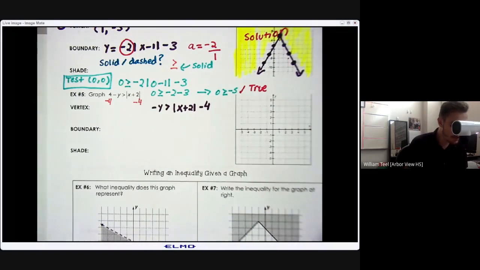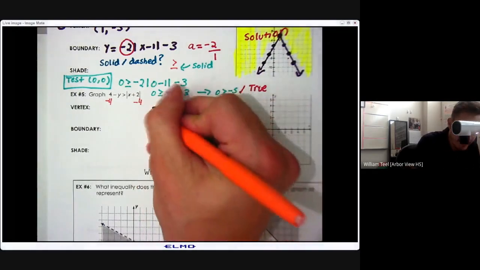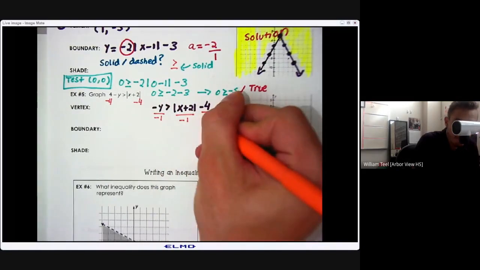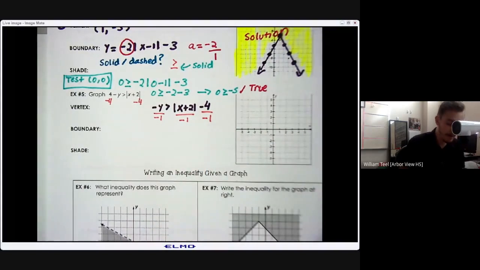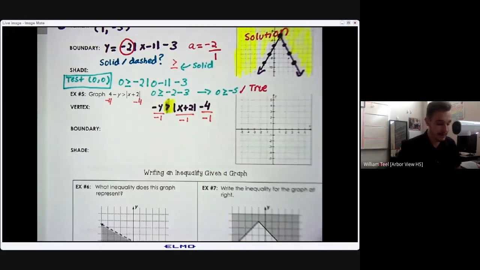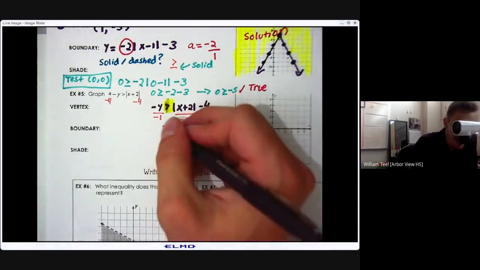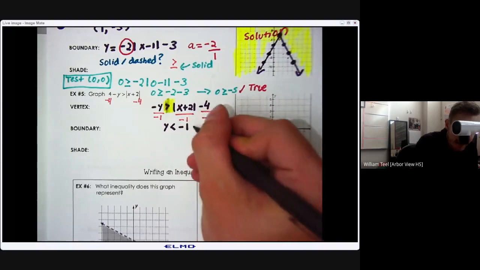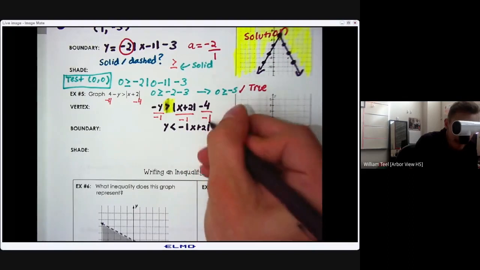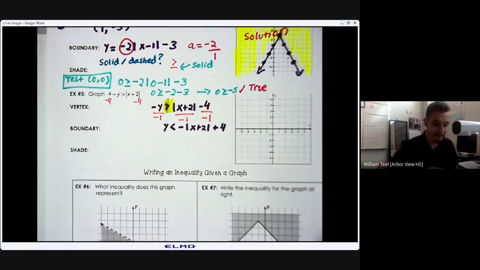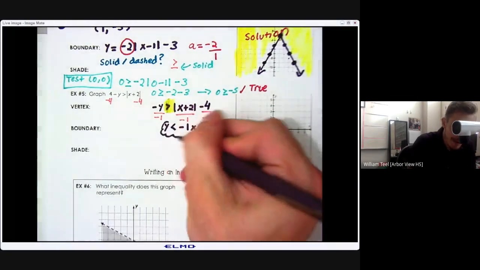Now, in order to get rid of that negative, I'm going to have to divide everything by -1. Since we are dividing by a negative number, that means we have to flip our inequality. Okay, so don't forget to do that. So we are going to have y is less than negative absolute value of x plus 2. -4 divided by -1 is +4. Okay, so this is the inequality that we are now looking at.